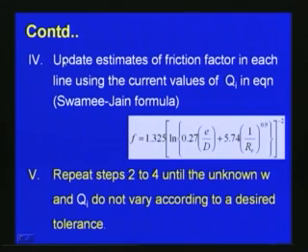Then in step number 4 we update the estimates of friction factor in each line using the current value of Qi in the full Swamee and Jain formula for friction factor as given here: f is equal to 1.325 natural log of 0.27 into e by D plus 5.74 into 1 by Re to the power 0.9, all to the power minus 2. Then we repeat steps 2 to 4 until the unknowns W and Qi do not vary beyond a desired tolerance. We can fix a tolerance, whether 0.0001 or 0.001, and then do the iteration and repeat steps 2 to 4.